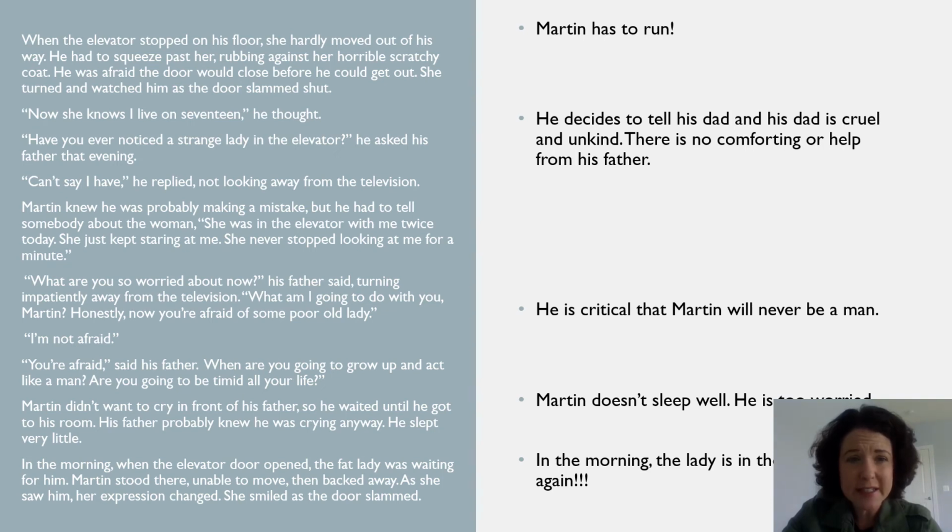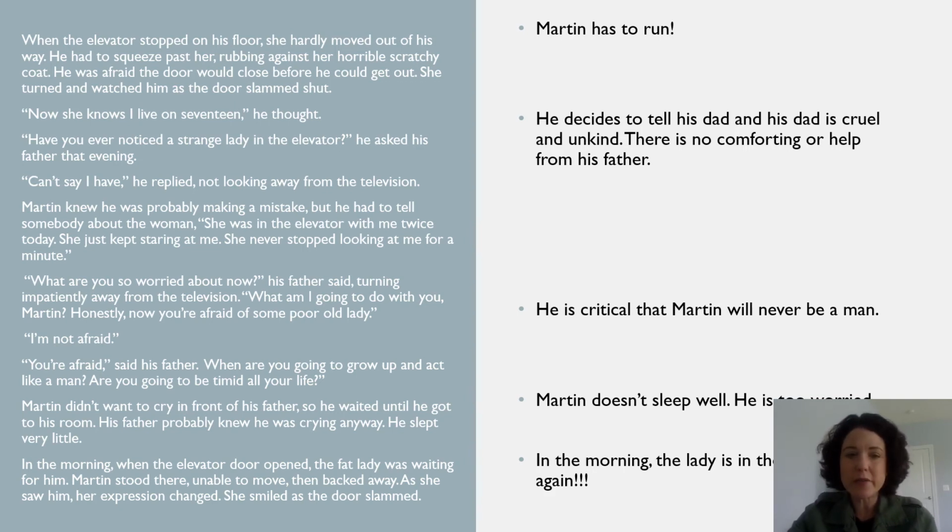Martin knew he was probably making a mistake, but he had to tell somebody about the woman. She was in the elevator with me twice today. She kept staring at me. She never stopped looking at me for a minute. What are you so worried about now? His father said, turning impatiently away from the television. What am I going to do with you, Martin? Honestly, you're afraid of some poor old lady? I'm not afraid. You're afraid, said his father. When are you going to grow up and act like a man? You're going to be timid all your life?